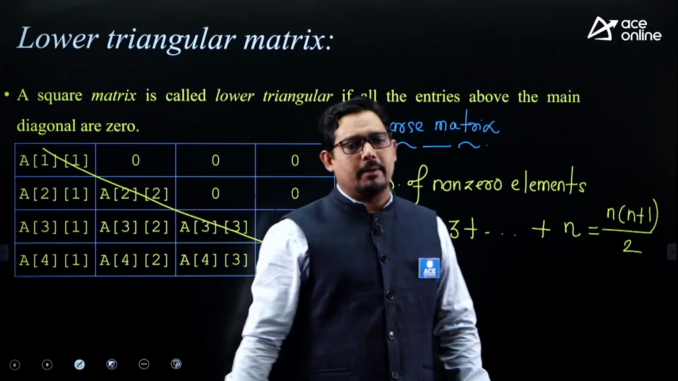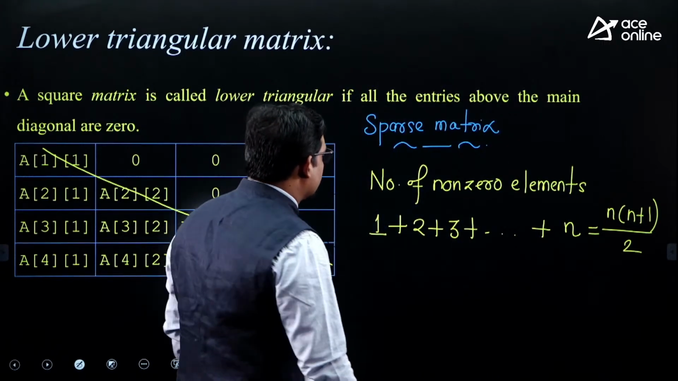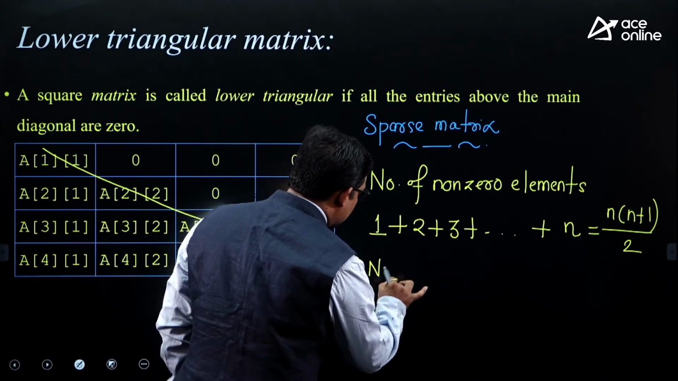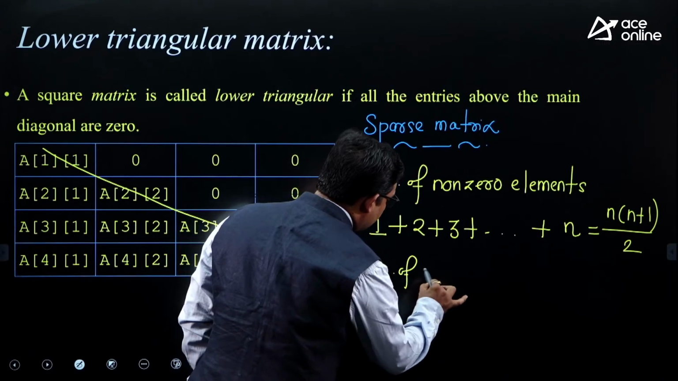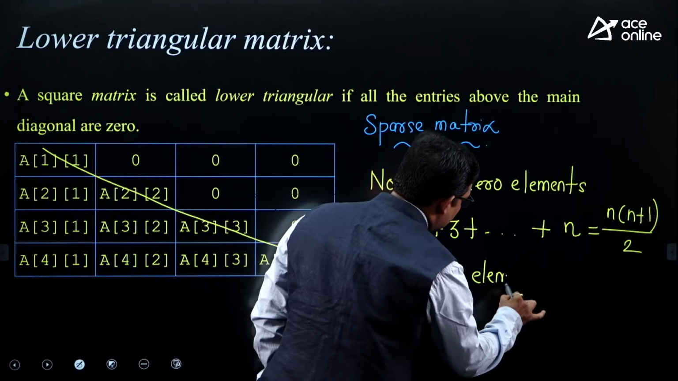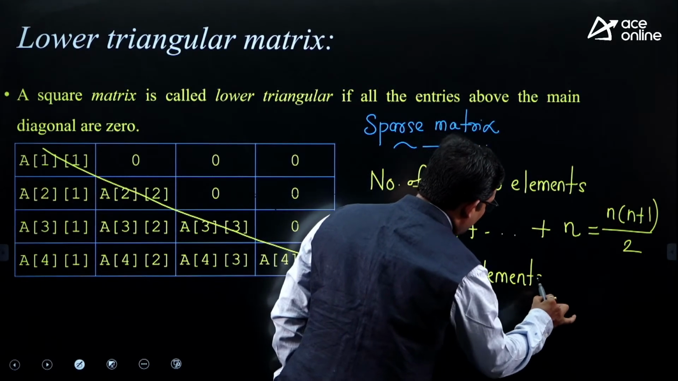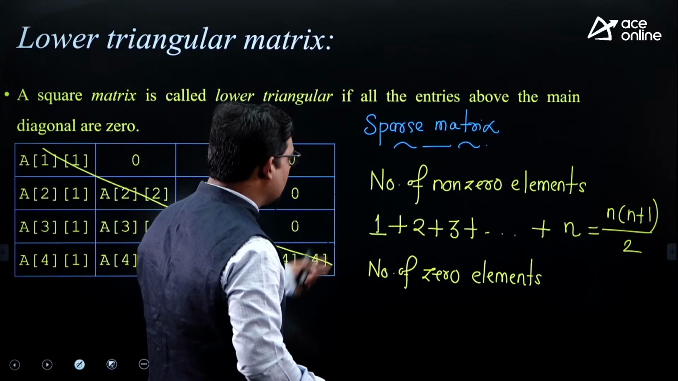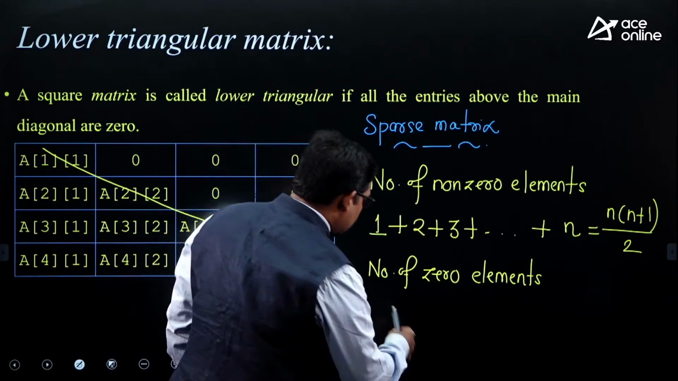How many zero elements are there? So like non-zero, there are also zero elements in this case. The number of zero elements you can compute as total minus non-zero. So this is one way of doing it.